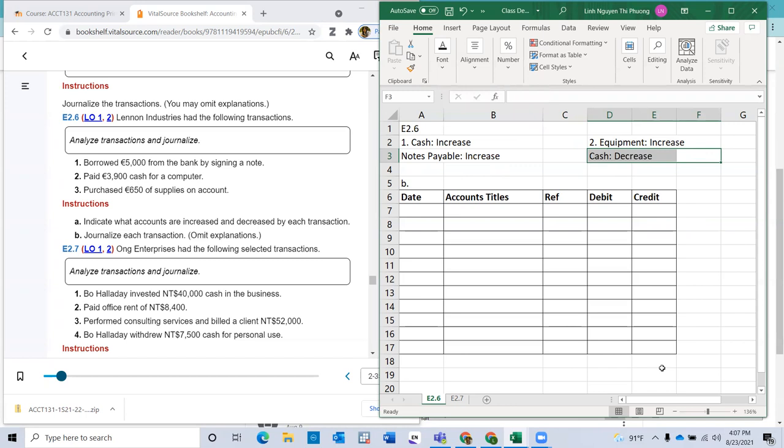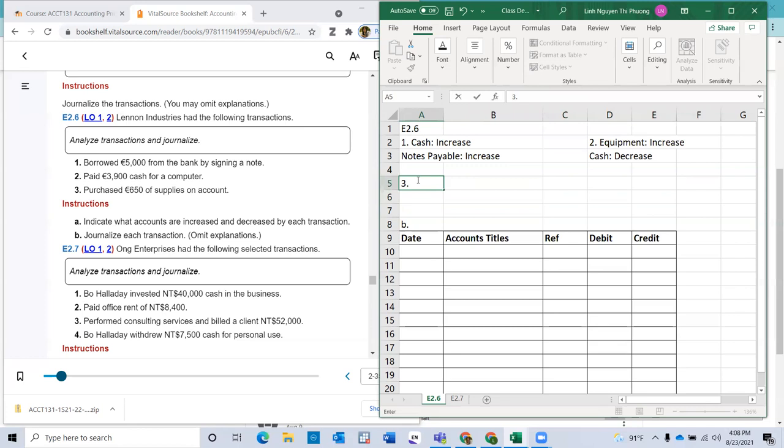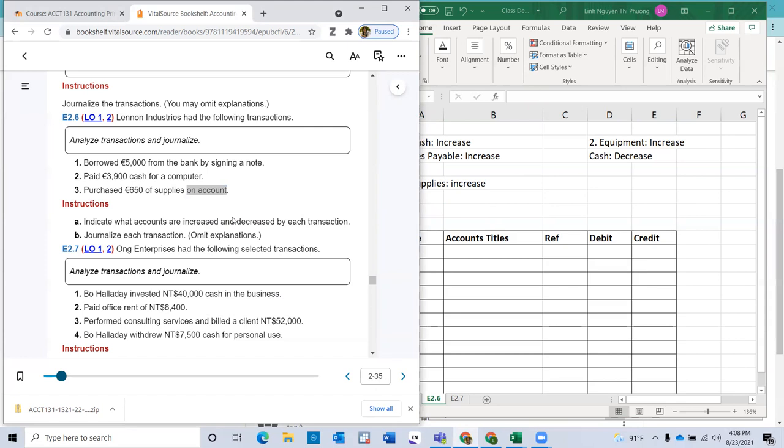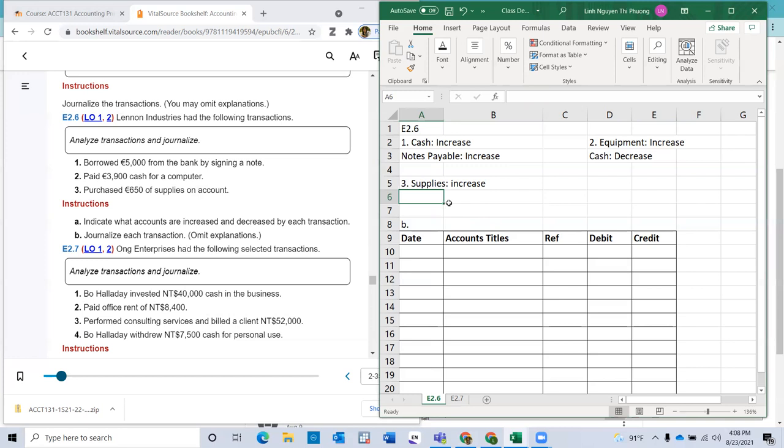Number three, what happened in number three? When we purchase 650 supplies on account. So when we buy supplies, supply will increase, right? Because this is an asset. Assets increase, supply increase. And did we pay money for the supply? No, because we buy it on account. When you see the word on account, it means we owe money. So we didn't pay any money yet. So we have accounts payable increase.